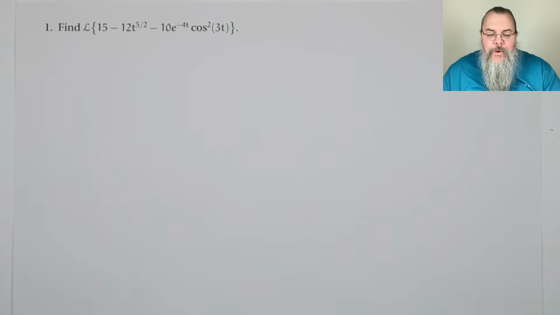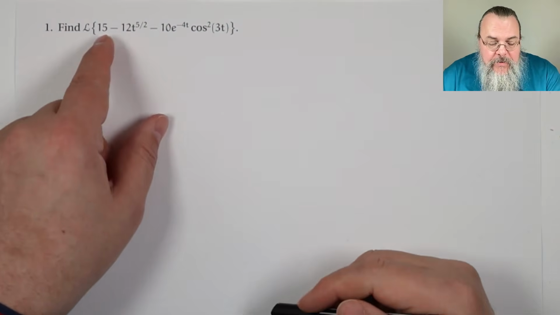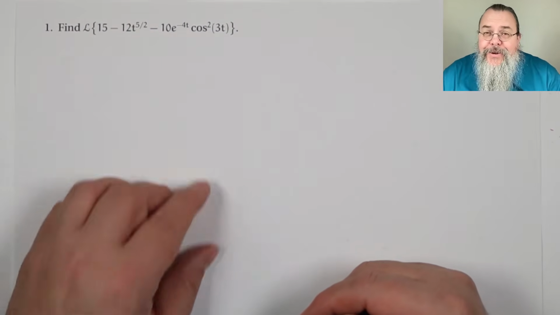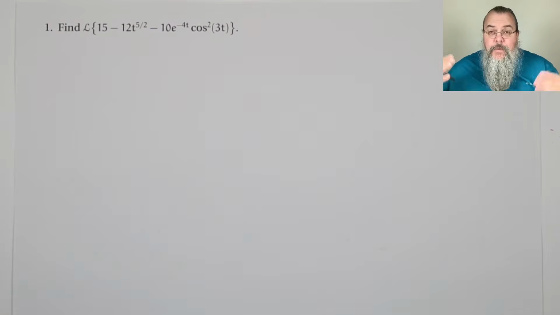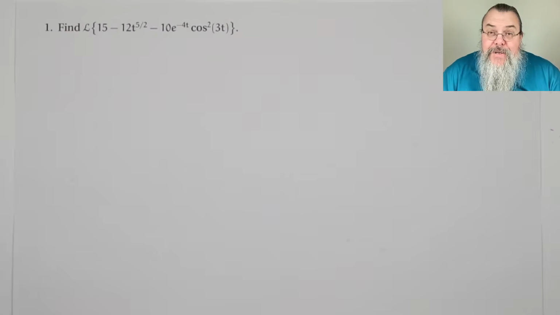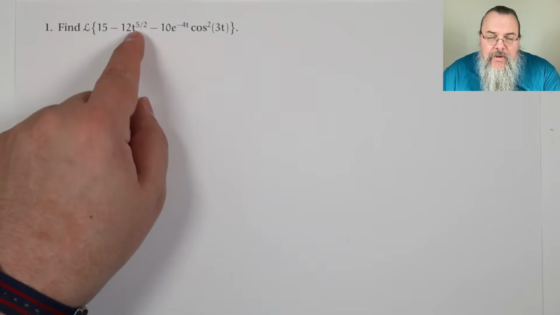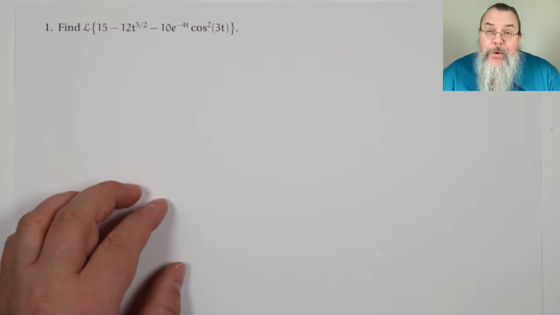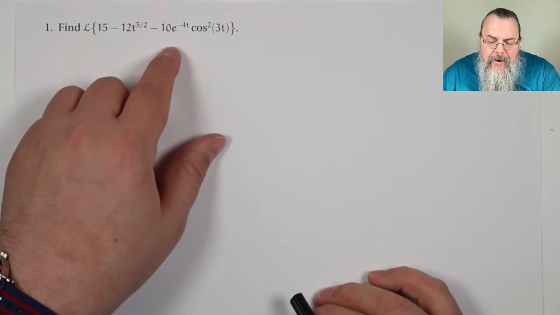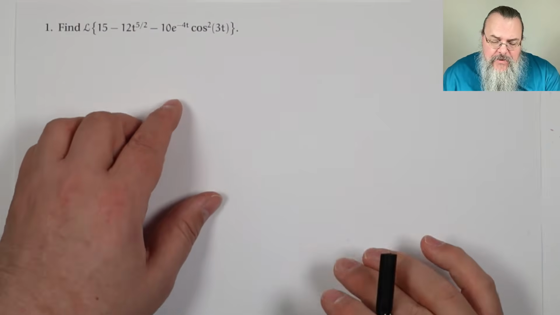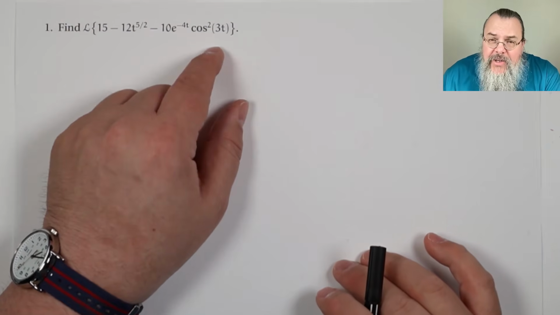Number 1. We need to find the Laplace transform of 15 minus 12 t to the 5 halves minus 10 e to the minus 4t cosine squared 3t. Well, before we begin, we say, okay, we have linearity, so we should check, are we happy with each piece? 15, great. Constant, Bob's your uncle, life is good. t to a power, we can handle that. We have ways. And now, this last part, exponential, we love exponentials. Laplace transform loves exponentials.